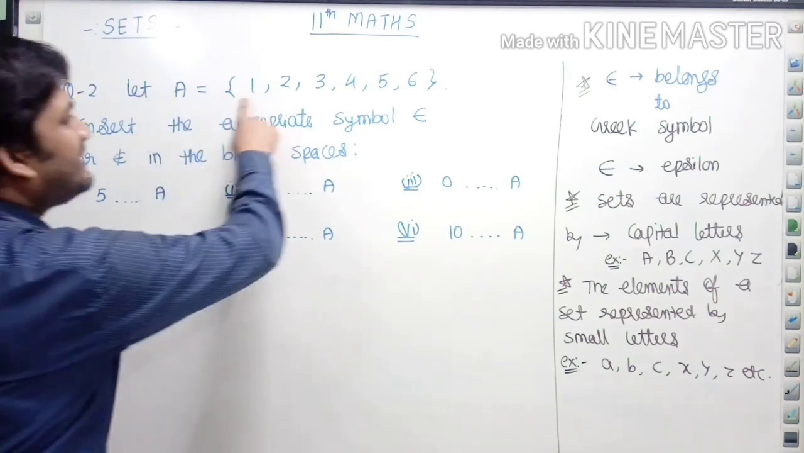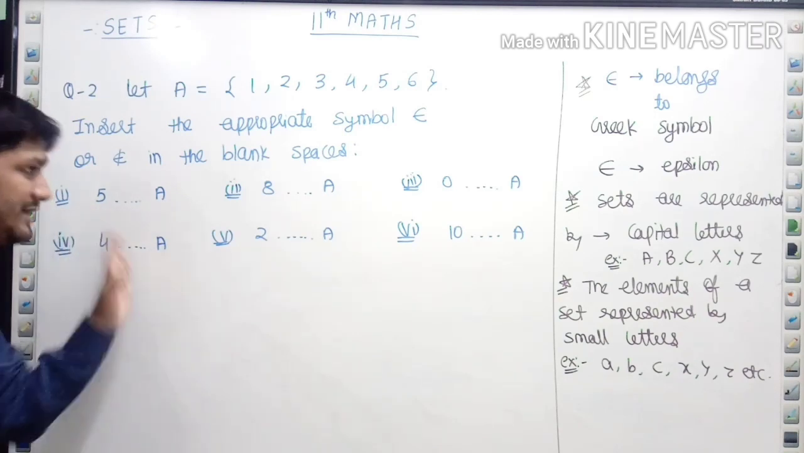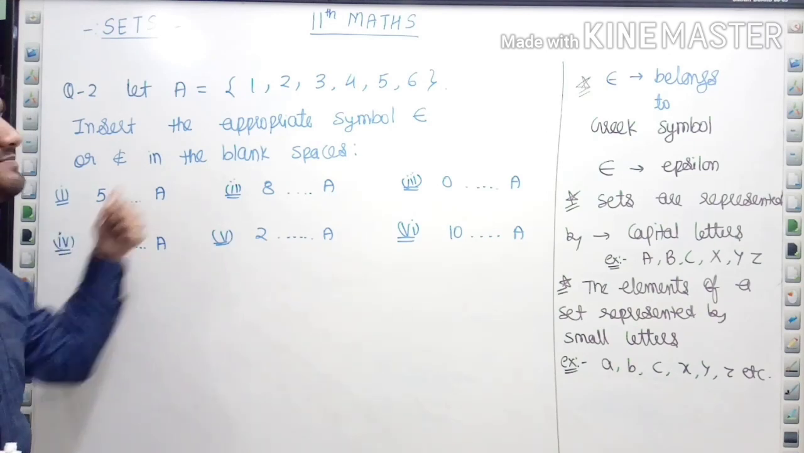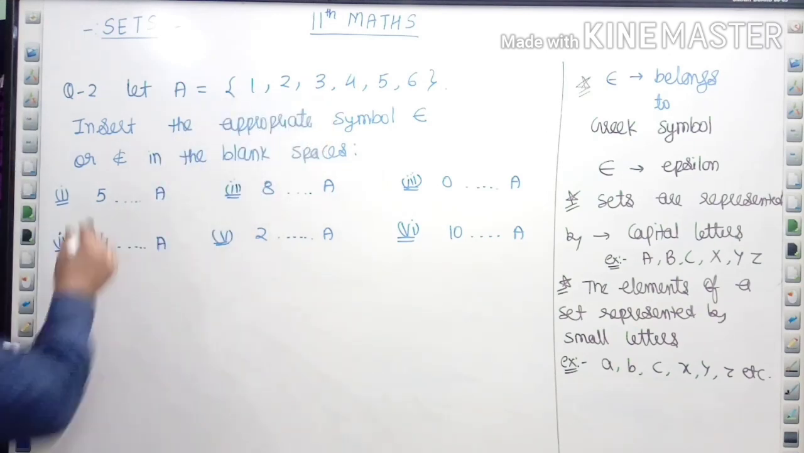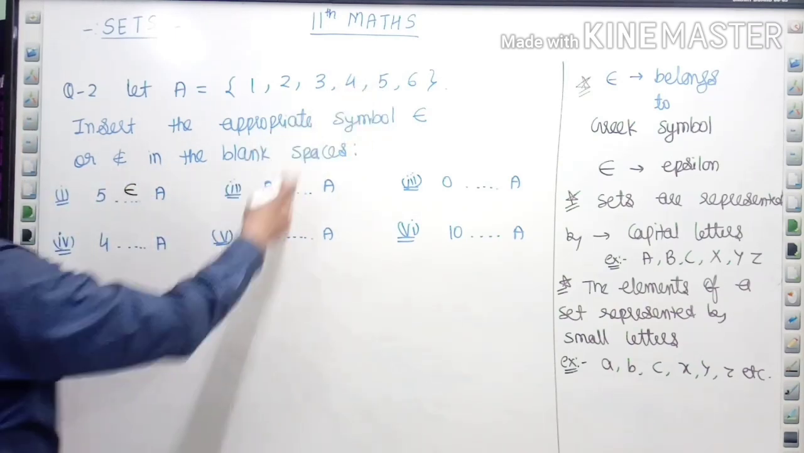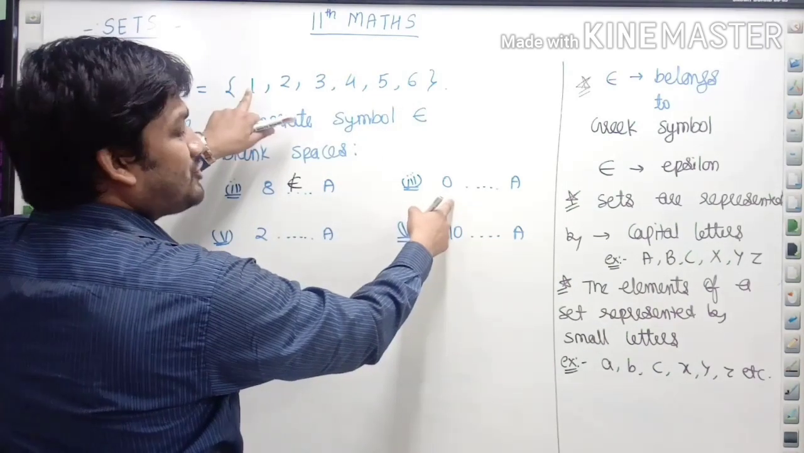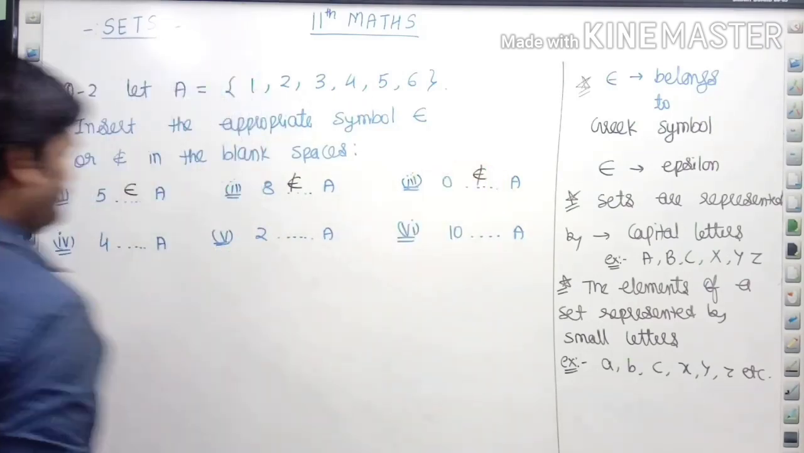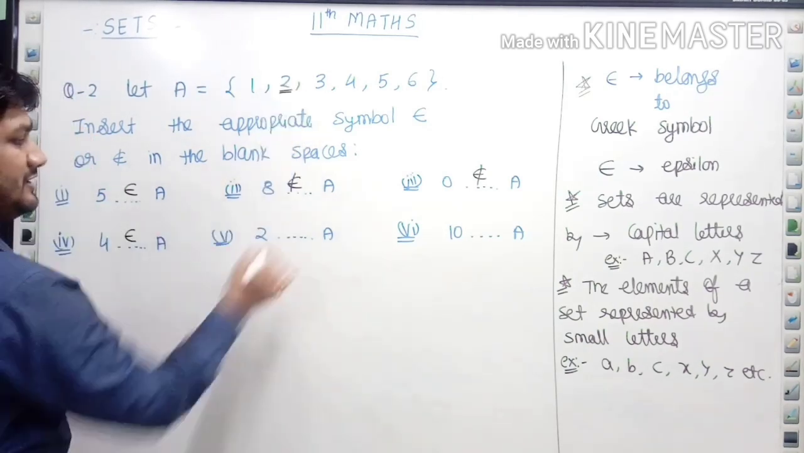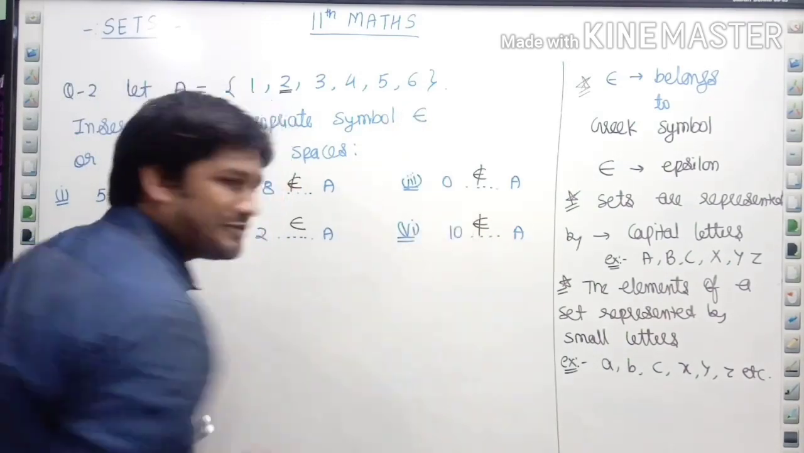Okay, let's start this question. Here we have a set A. This has this many elements. Now we need to write whether these elements are belonging to the set or not. It's a simple thing, you see whether the element is in it or not. So 5 is here. Yes, you can say belongs to. 8 is not here. So we'll say not belongs to. 0 is not here. Not belongs to. 4 is here. Belonging to the set. 2 is here. Belonging to the set. 10 is not here. Does not belong to the set.